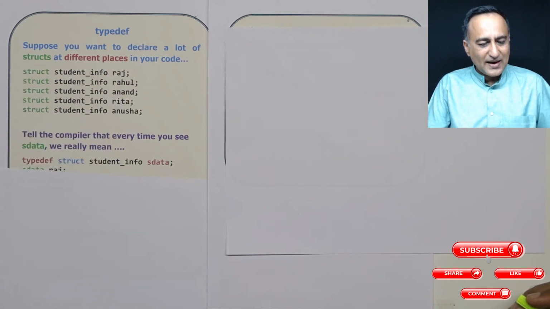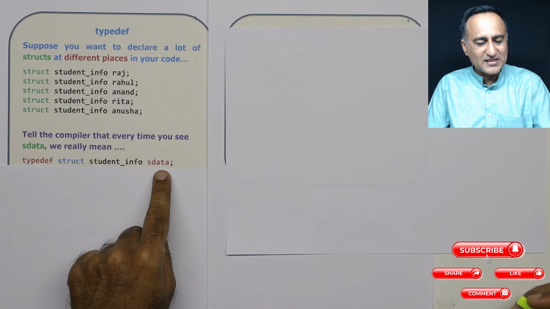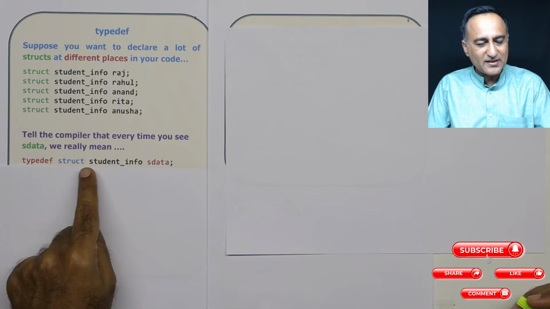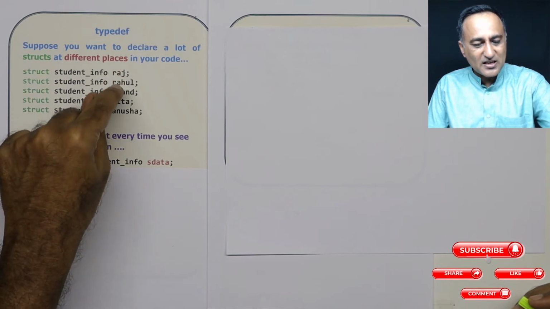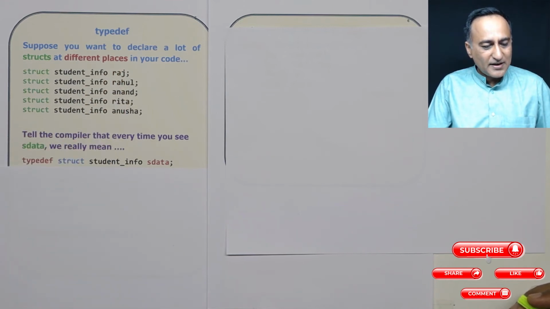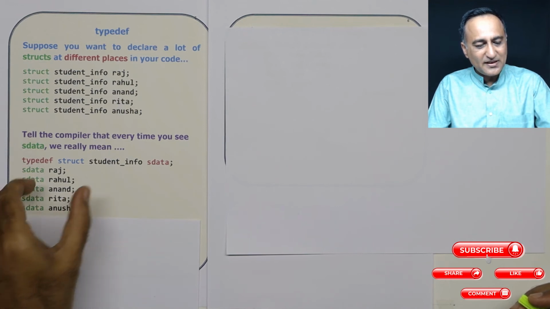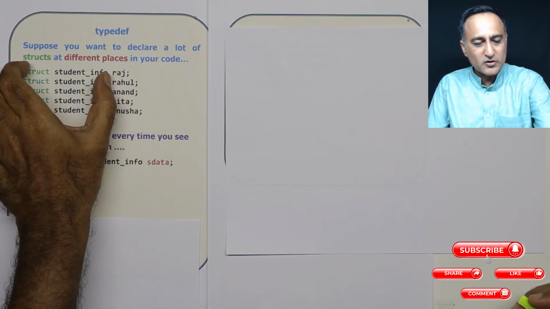Suppose I say typedef struct student_info yes data. So everywhere it sees yes data, it will be replaced by struct student_info. If I have to declare all these Raj, Rahul, Anand, Rita, all I need to do is say yes data Raj, yes data Rahul, yes data Anand, yes data Rita, yes data Anusha. Wherever this yes data comes in, it is going to be replaced with struct student_info. Now you have saved so much typing.